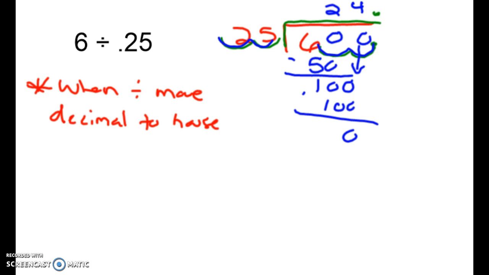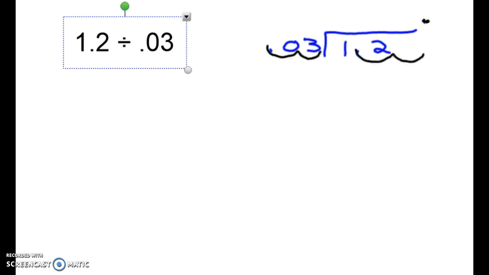All right, here's your next one. We have 1.2 divided by 0.03, so I'm going to put 0.03 on the outside. On the inside is going to be 1.2. I'm going to move my decimal on the outside as close to the house as possible, so 2 spaces. Move that 2 spaces, bring it up, fill in with a 0.